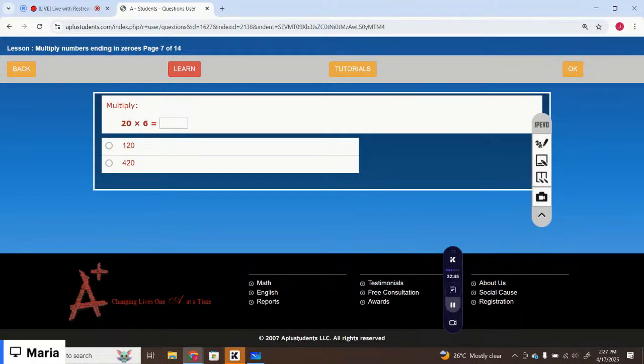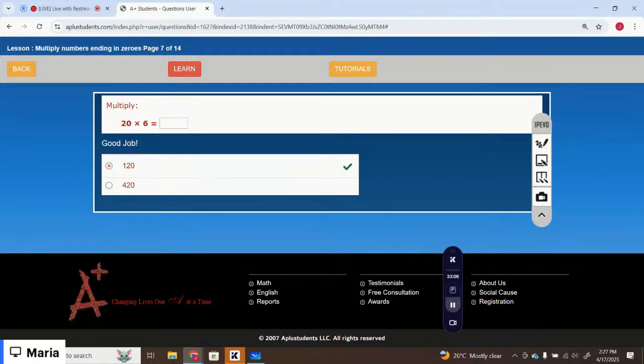20 times 6. So which is the correct option? That is 120. Option number 1 is the correct option.